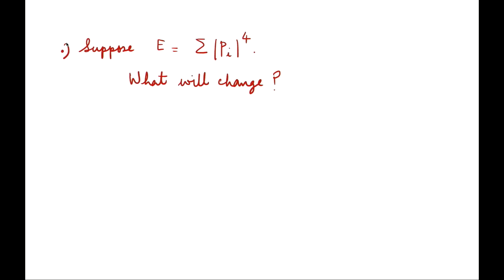Suppose E was not P square by 2m, but P to the power 4. If you understood the previous example, can you tell me what will change? Take 2 minutes and tell. We did the calculation earlier where E was P1 square plus P2 square plus P3 square over 2m. Now I am taking the ideal gas, meaning no interaction, but your energy is the summation of P to the power 4. So what changes? Will the equation of state change? What will change? Just try it out, try the calculation.